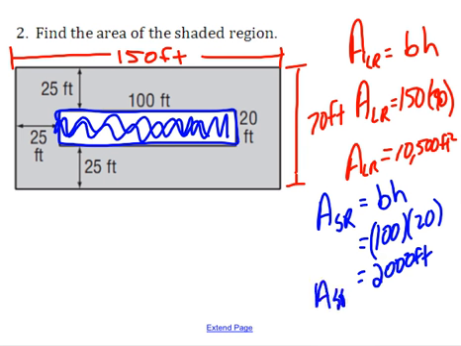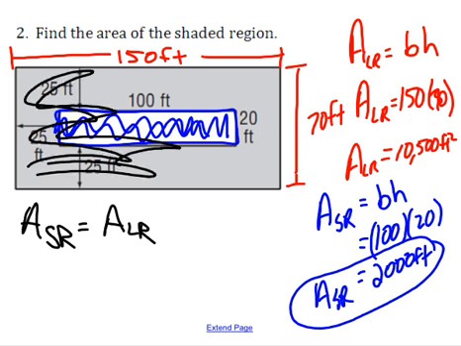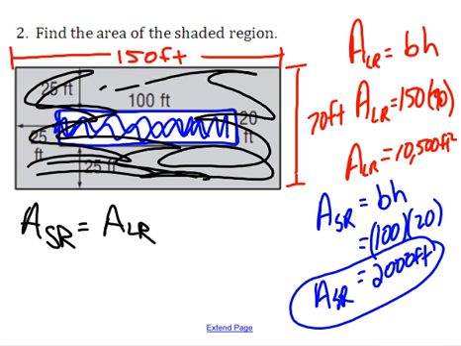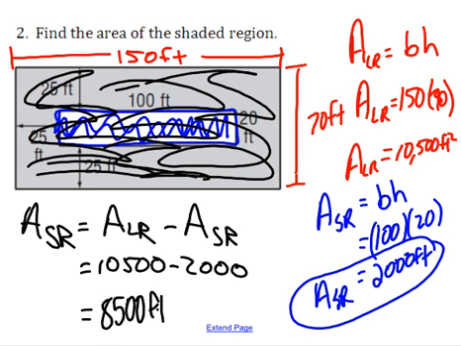So the area of the small rectangle is equal to 2,000 feet. Then here, to find the area of the shaded region, you're going to do the area of the large rectangle. When you found that area, the area of the large rectangle is everything on the inside. So what you want to do is subtract that blue, which happens to be the area of the small rectangle. So you'd have 10,500 subtracted by 2,000. And that results in our shaded region being 8,500 feet squared.